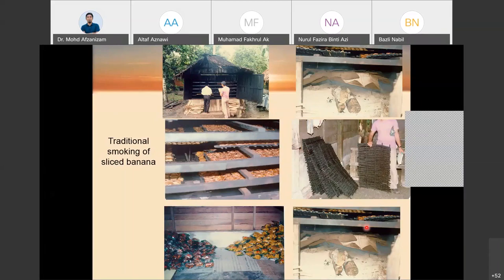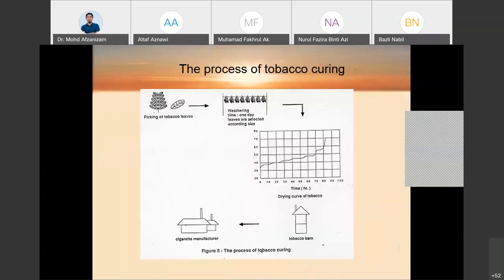Okay. So after that they just straight away package the smoked banana. Okay. So I think I just skip this one. It's more or less the same, just the method and the type of the processes.